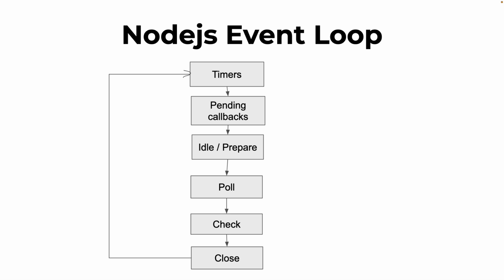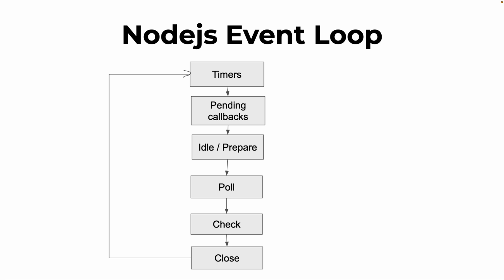So the advantage of this is that synchronous code runs first, and async code like timers, API calls, and file I/O, which might take time, are offloaded to the system kernel or a separate worker pool, which is generally done by libuv, a part of the Node.js library. Okay, so let's get started with the phases.